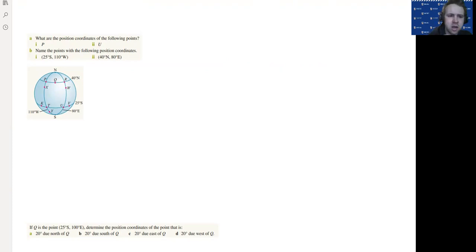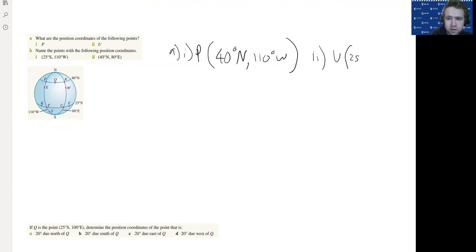Here we've got to write the position coordinates of multiple different points. We know that point P lies on the 40 degrees north parallel, and it lies on the 110 degrees west meridian. We can see that vertical line there is the 110 degrees west one. Now the coordinates for point U. U's down here. So its latitude is 25 degrees south, and its longitude is 80 degrees east. That's how we write out the coordinates of different points.